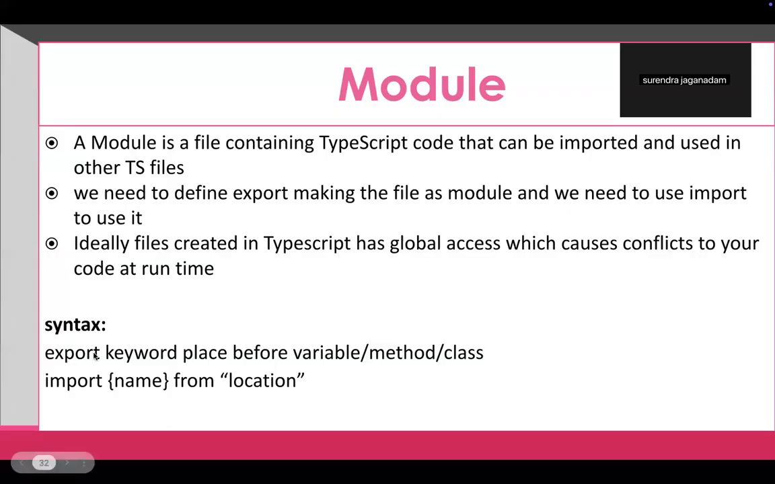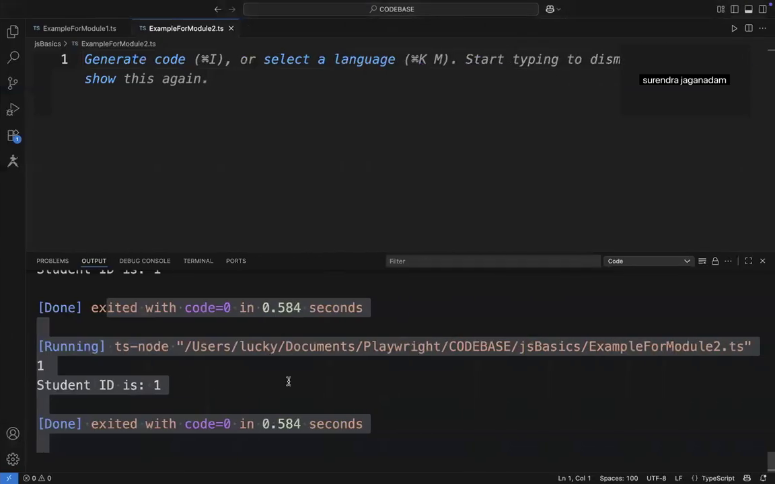So the syntax here is export. For that, a variable, method, as well as a class we can add it. For the import, inside the braces you need to define the variable, the method, or the class, followed by from, and the particular location you need to define. So here I have created two files, basically example for module 1 and example for module 2, for my better understanding.